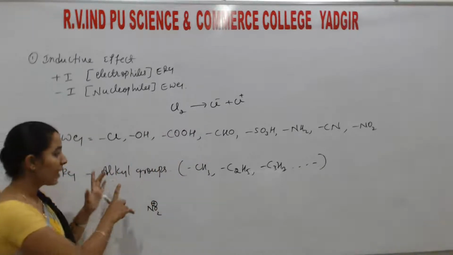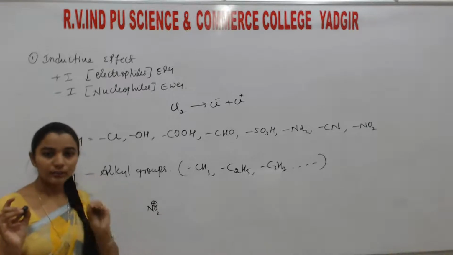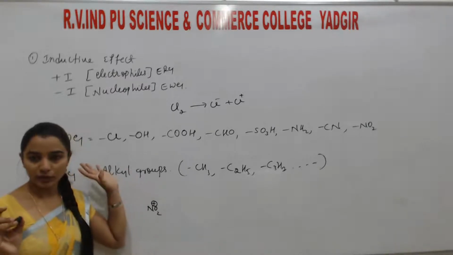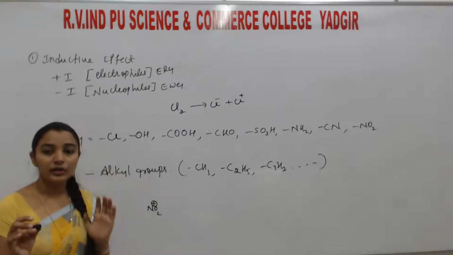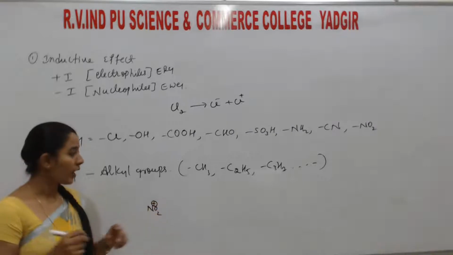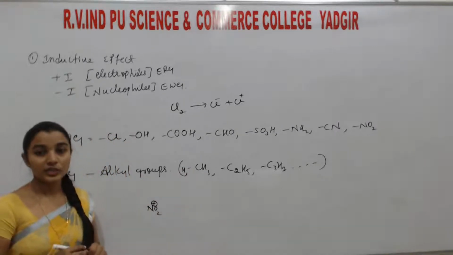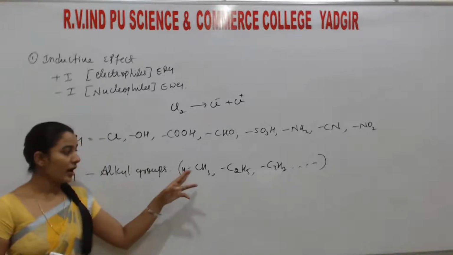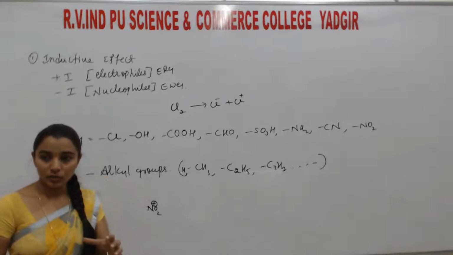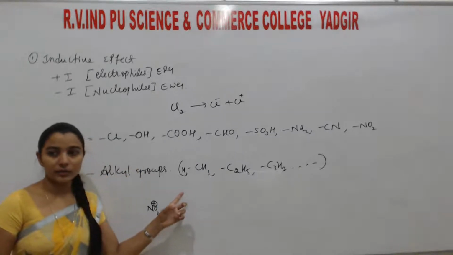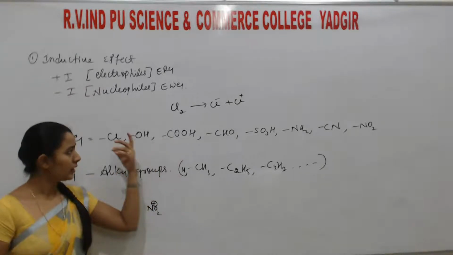Only remember, only alkyl groups are electron releasing. Except alkyl groups, all are electron withdrawing. Only alkyl groups are electron releasing. Except alkyl groups, hydrogen also you may take. Hydrogen, H plus ion. That hydrogen and these alkyl groups are what? Electron releasing groups.